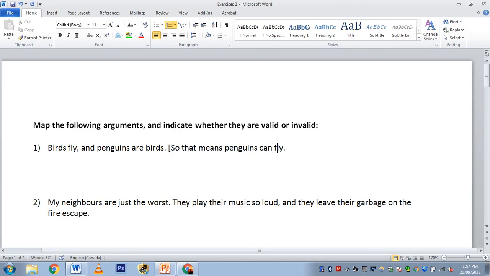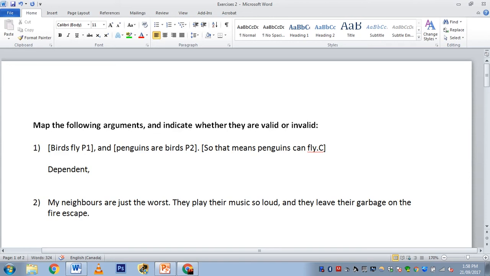Penguins can fly, and that's indicated by the inference indicator, so that means, right? So that means is one of those things that tells you, here comes the conclusion. Good. Conclusion, and now these two things are premises, right? Premise one, birds fly, and premise two, penguins are birds. Good. Now, are those dependent or independent reasons to believe the conclusion? Dependent. They are dependent. It's an instance of a categorical, right? This category has this property. This thing is a member of that category. Therefore, this thing has that property. So they are dependent reasons.